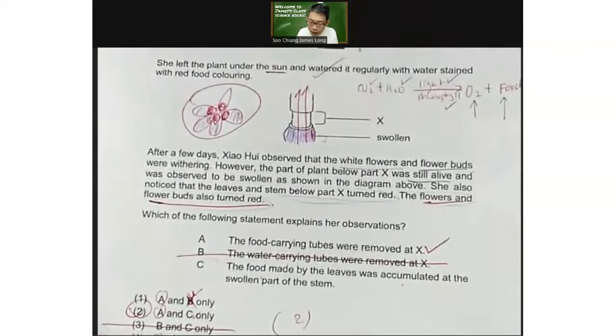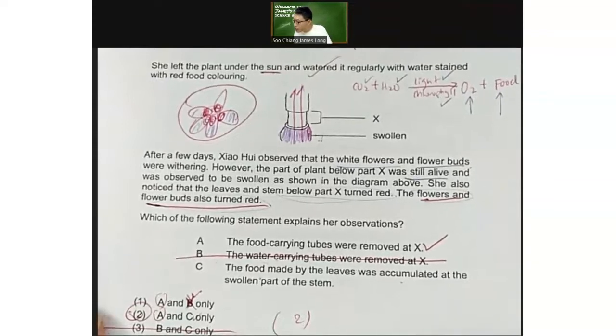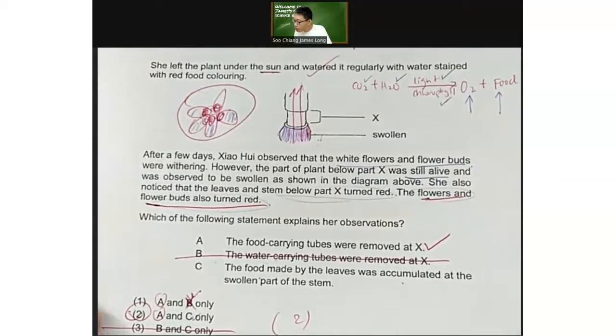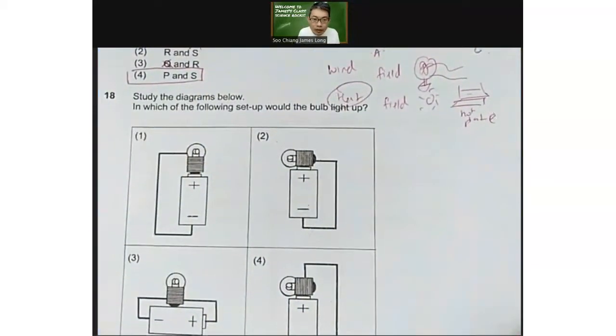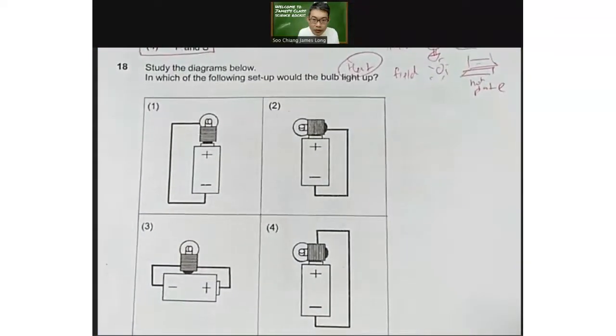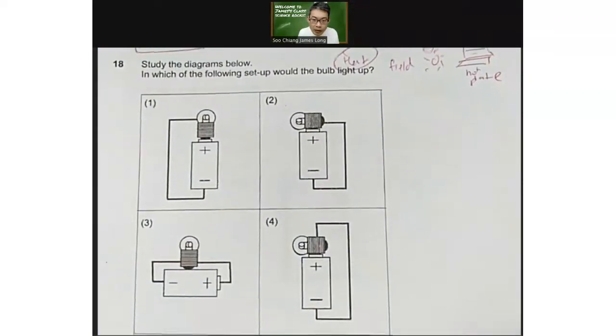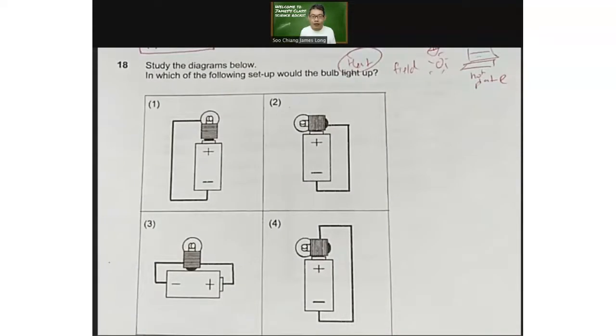Okay. Now let's go on to the other systems question. Let's go on to electrical system, question 18. Study the diagrams below. In which of the following would the setup with the bulb light up? Pause and try. Okay, and this question tests if you understand what is called current flows in a closed circuit.